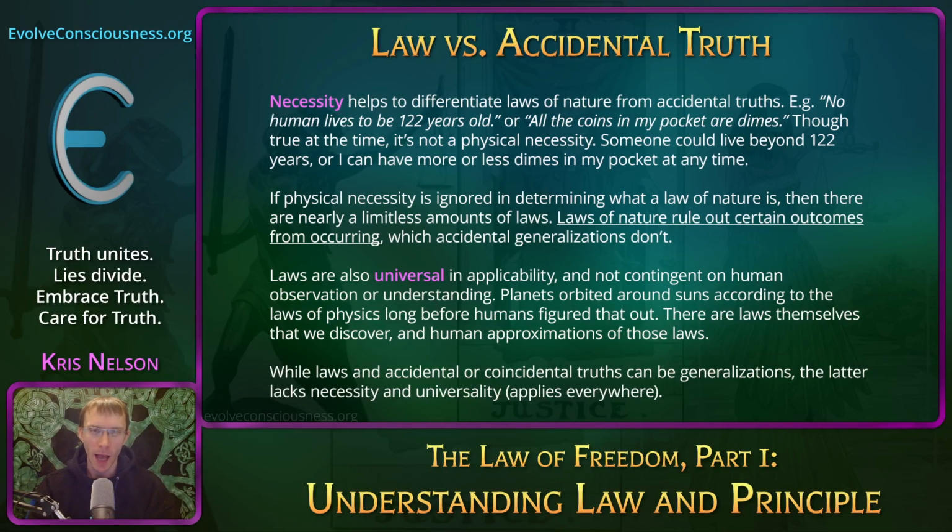So it might be that the actual way the universe functions, like behind the scenes and in the precision of how it all works, we might be off by a hair or a fraction or something. But in general, the law that we come up with, the equation, is a good enough approximation to those laws that we're reflecting through those statements or those equations. While laws and accidental or coincidental truths can be generalizations, the latter lacks necessity and universality, as in it applies everywhere.